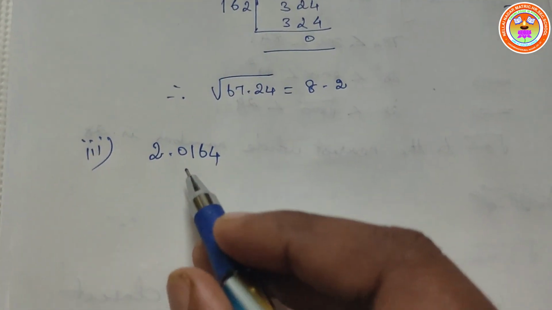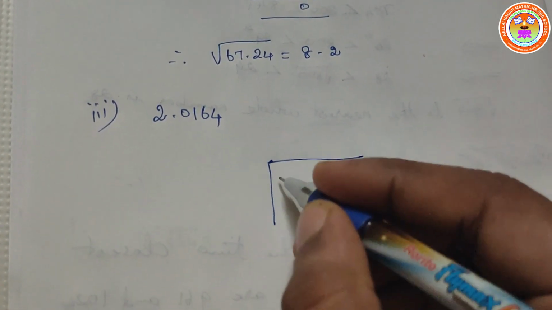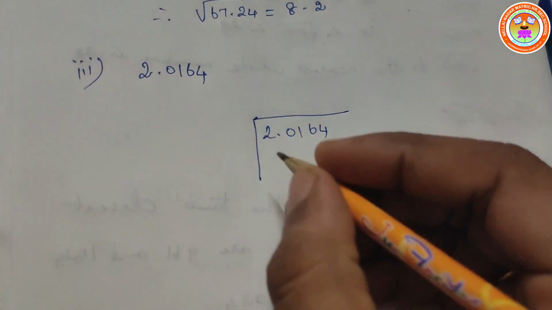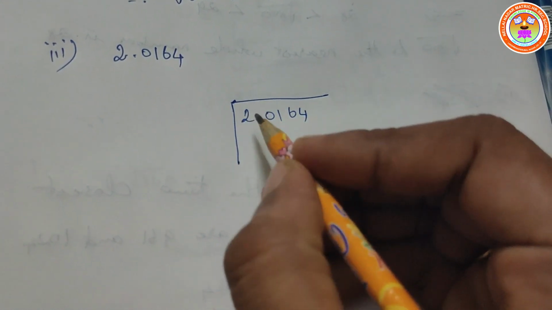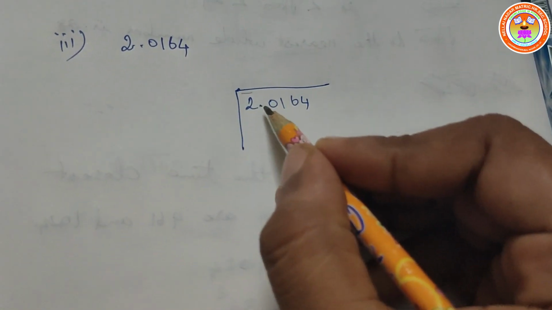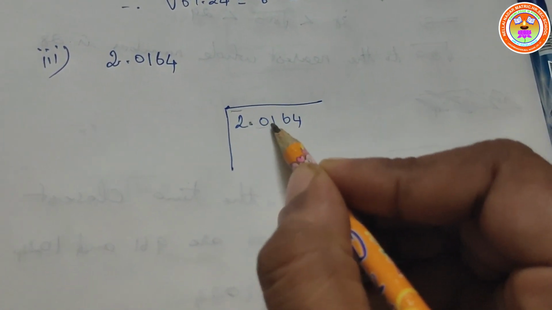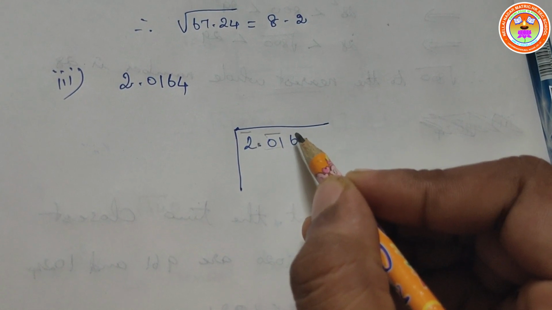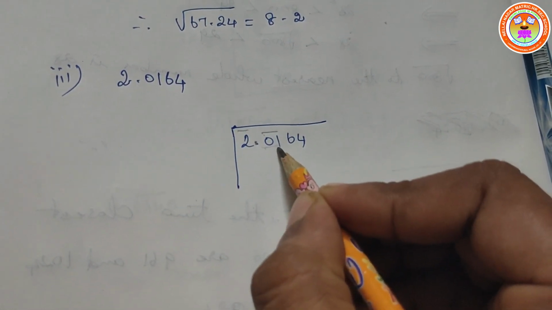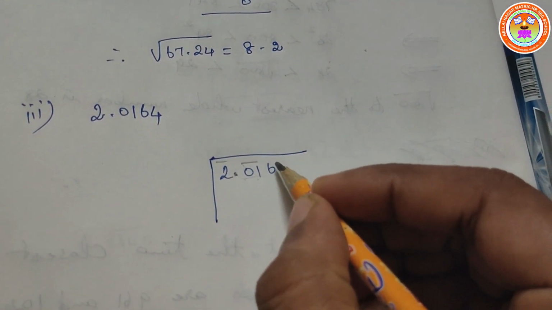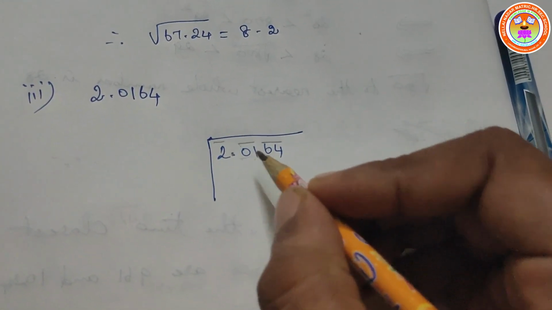2.0164. Put it in the long division. Pair it: before the decimal point no pair is there, so only a single digit, and that single digit is one pair. After the decimal point, you have to pair from this place, 10th place and 100th place one pair, and 1000th and 10,000th another pair. Like this you have to pair it.